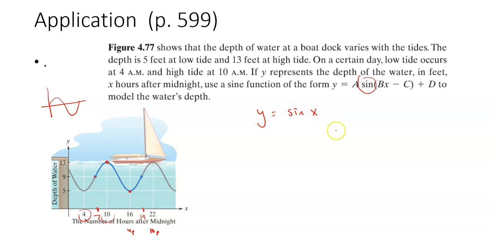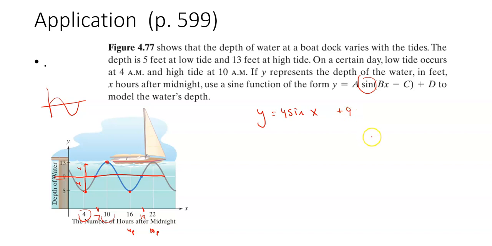And then I have a couple of things to consider. One is, look at the amplitude. From this center line here at 9 feet, it goes up 4 feet this way, and it goes down 4 feet that way. So the amplitude is 4. We also said that that center line is not the origin anymore. Now it's plus 9. So it's a vertical shift of 9.